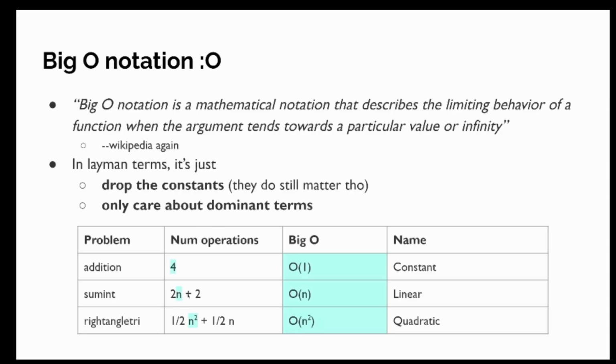For sum int, 2n plus 2, we don't care about the constant 2, we take 2n, and we also don't really care about the 2 in 2n, so we just take it as n, because n is the most dominant term. In right angle triangle, we see half n, which has the term n inside it, but because n squared is bigger than n on its own, we just take n squared. We don't care about the half n, and we don't care about the half in front of n squared. Each of these has its own name: constant, linear, quadratic.